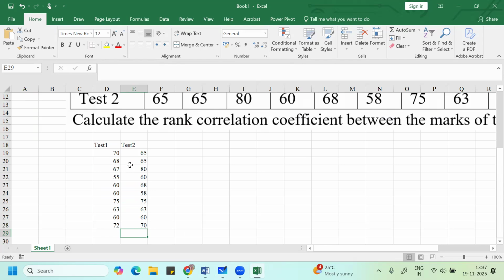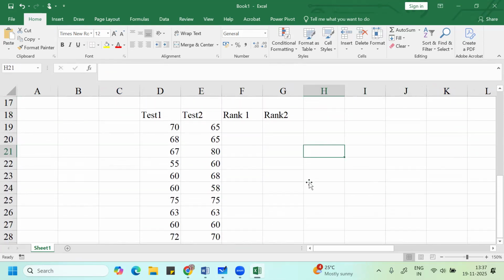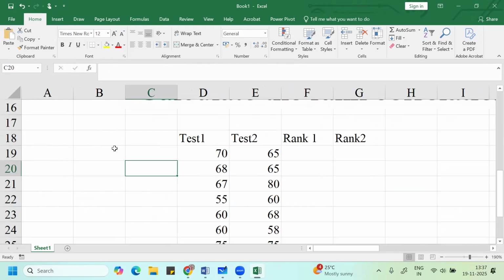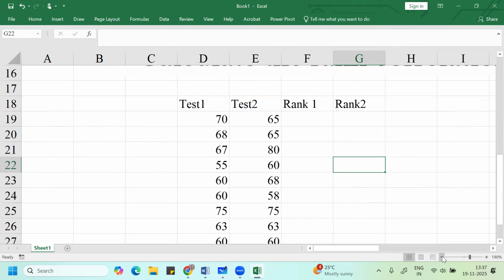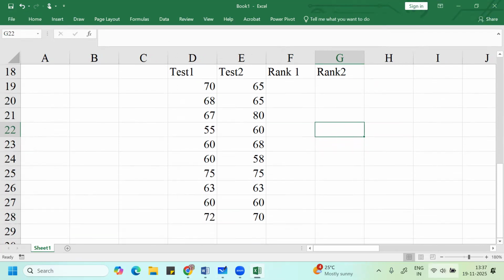Okay. So now what we'll do, we'll give them rank. We'll give them a rank of 1 and a rank of 2. While giving the rank, what I'll do is see the value which is highest.